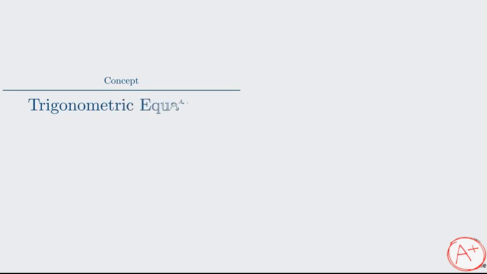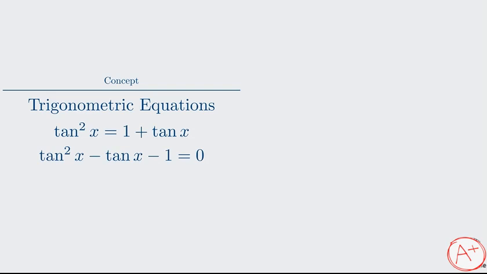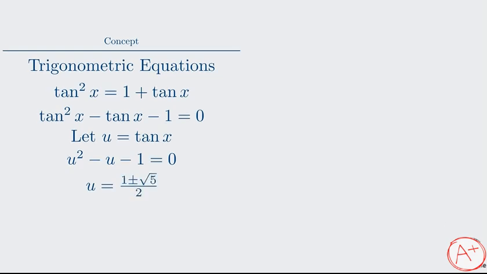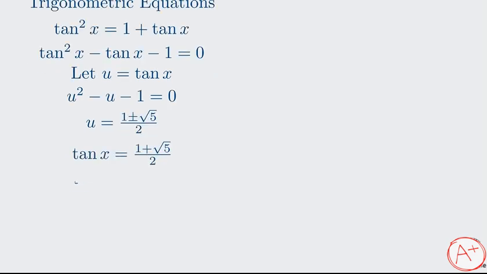Another common appearance of hidden quadratics is in trigonometry. If you see a squared trigonometric term and a linear one, rearrange it to equal 0. By subtracting 1 and tangent of x from both sides, we create the quadratic form. Here, our function f of x is tangent of x. Let u equal tangent of x. This gives us the standard quadratic u squared minus u minus 1 equals 0. This particular quadratic doesn't factorize nicely with integers, so we must use the quadratic formula. Substituting back for tangent of x, we have two separate equations to solve.